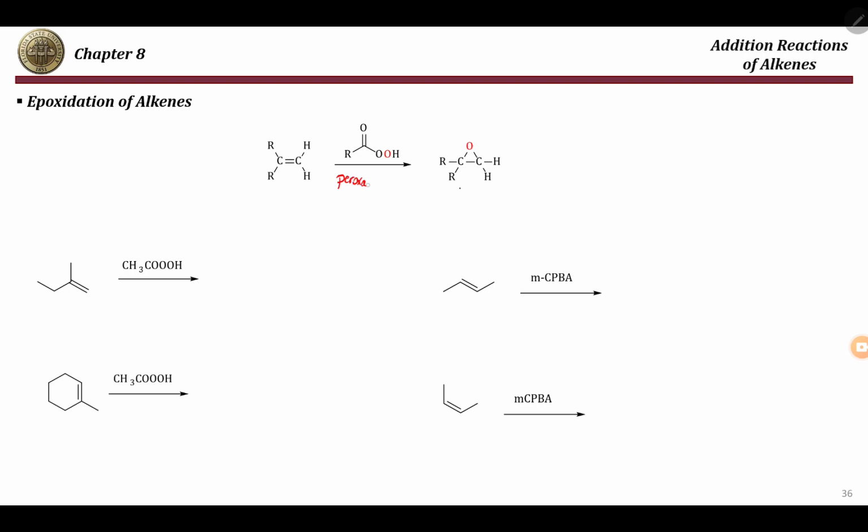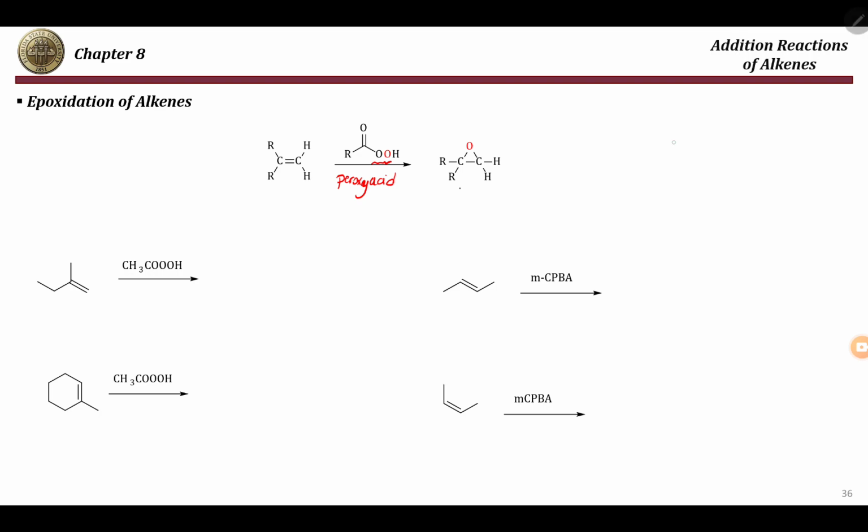So this is a peroxy acid, and it's a peroxy acid because it has those two oxygen groups. This is a peroxy group, and it's an acid because it looks like a carboxylic acid. And using a peroxy acid with alkenes leads to the formation of epoxides.